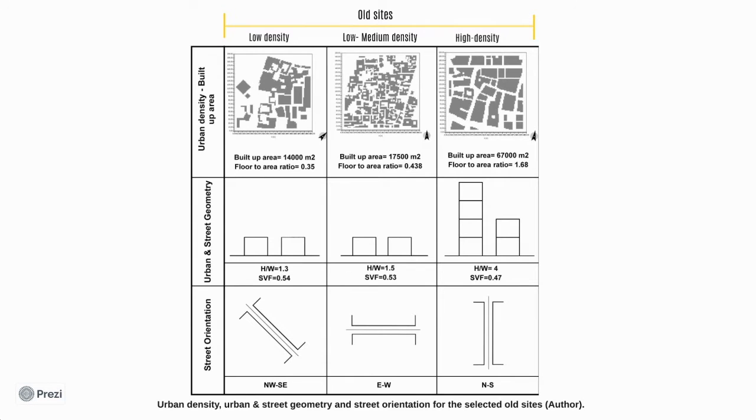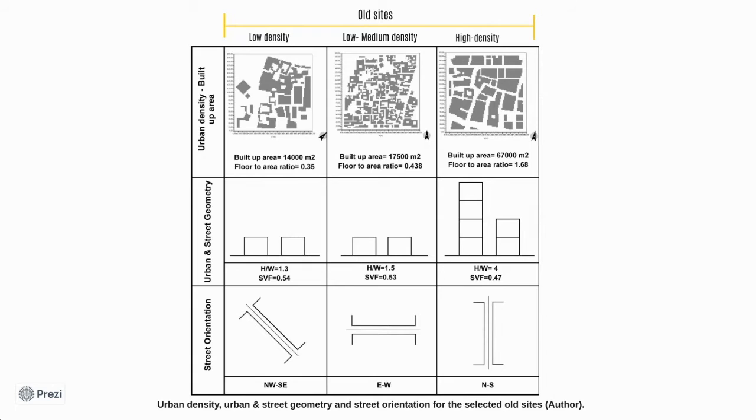in Sharjah, which is low density with a total built-up area of 14,000 square meters, while the second model represents the real configuration of Sidro area in Ras Al Khaimah, which is low to medium density with a total built-up area of 17,500 square meters. The third model represents the configuration of Al Fahidi area in Dubai, which is high density with a total built-up area of 67 square meters.